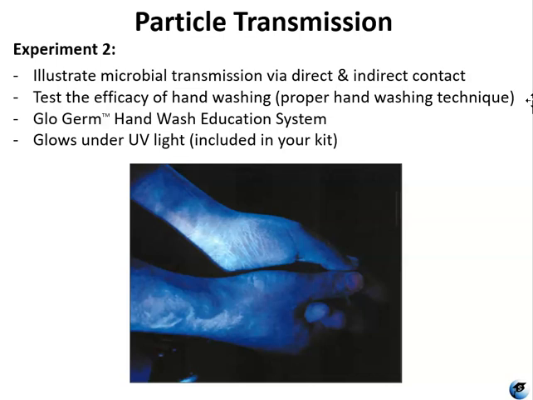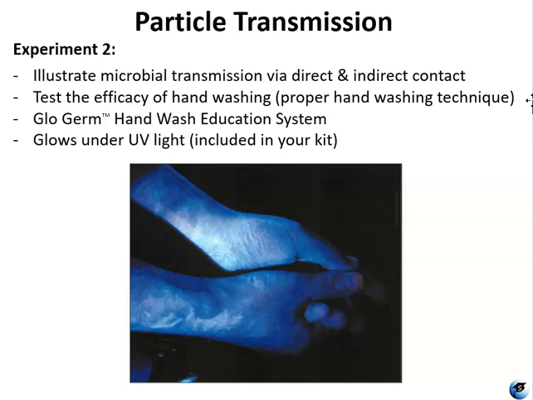We do this by using the glow germ powder. Glow germ is a non-toxic powder that simulates microbes. They're like little pieces of plastic. But when I say little, I mean they are the size of individual yeast cells. So a little bit bigger than bacterial cells, but not a whole lot. And the fun thing about them is that not only are they simulating these particles by being the same size, but they are able to glow under UV light. So you can see where they are, and you can see where they get transmitted and picked up.